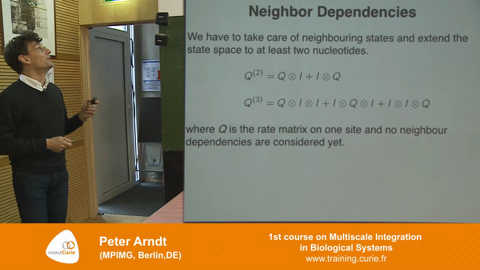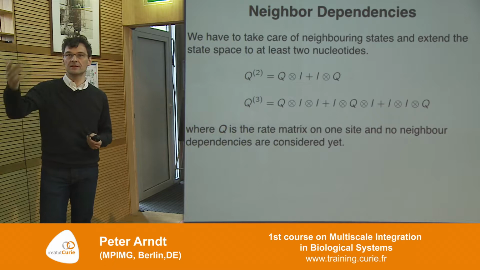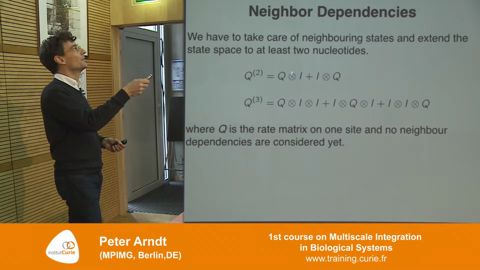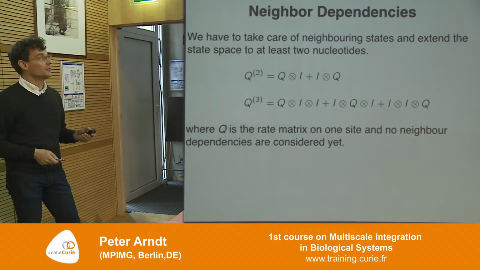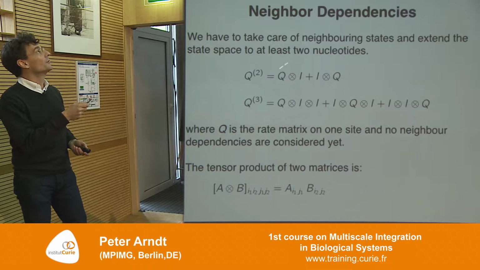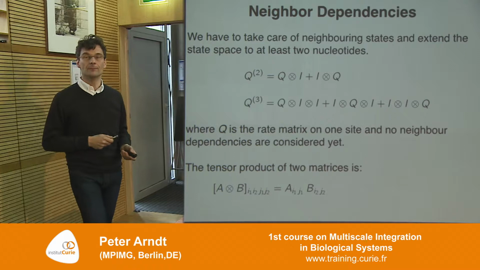So you can write these matrices on two or three sites. You can just write them as this: you have the one-site dynamics times the identity on the other, plus the identity on the first state and the one-site dynamics on the second, and so on. So you can write down these more complicated matrices. This would be a 16x16, and for three sites it would be a 64x64 matrix, and the tensor product is just defined like that. So it gets a little bit more complicated, but all the math can still be done.